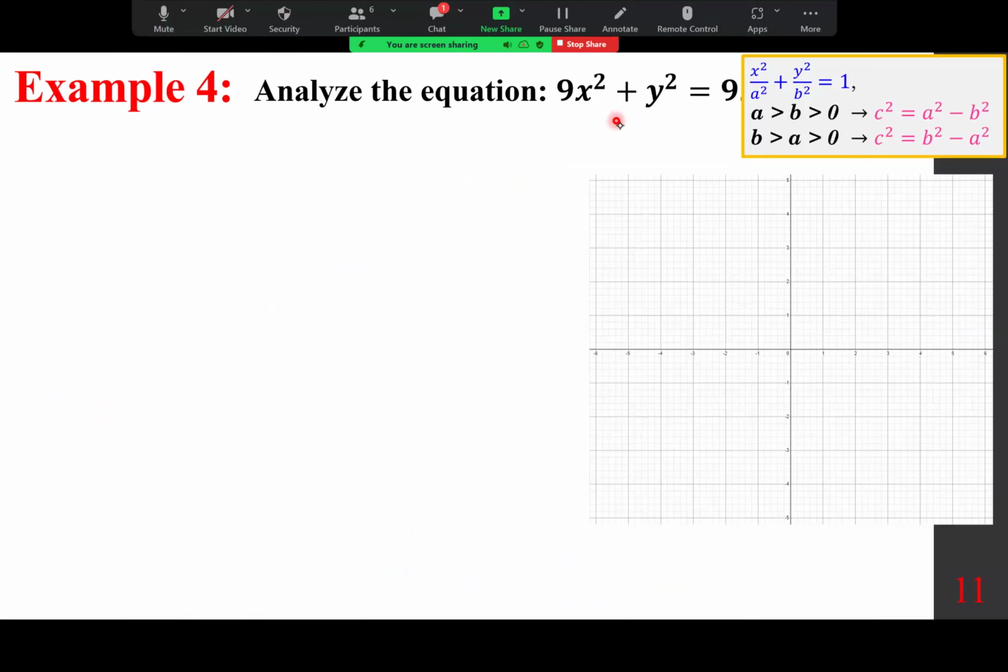Analyze the equation 9x squared plus y squared equals 9. Again, we notice we have x squared and y squared. The coefficients are both positive, but different. That makes it an ellipse. Divide by the constant 9.